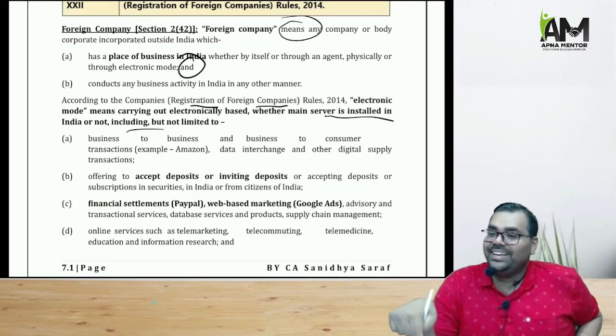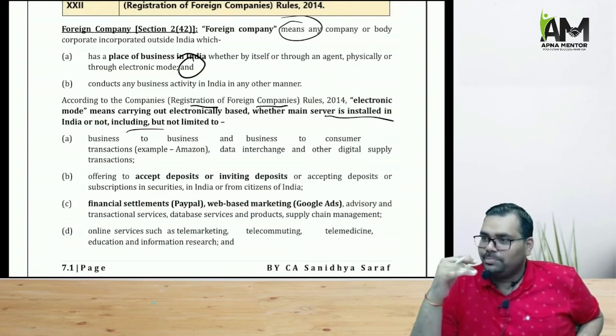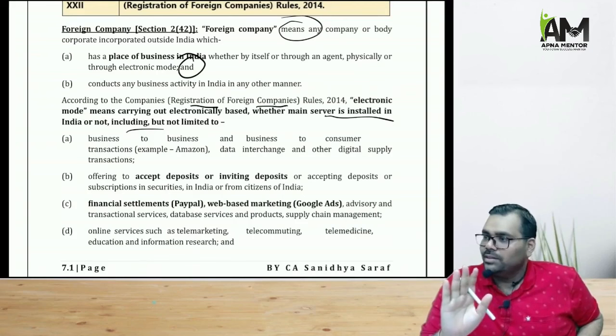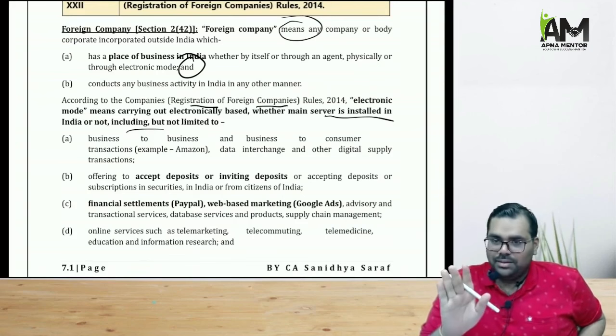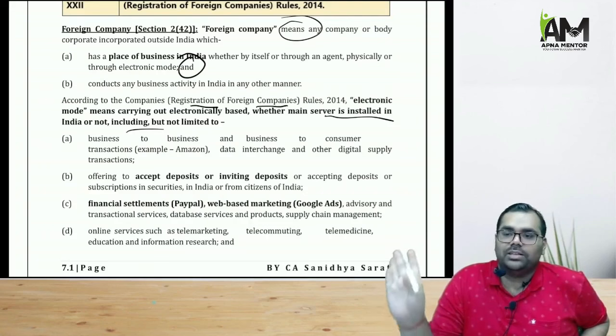They have clarified. Don't think that only what we have written is there. The companies are very smart. They will think of something else. But this is just a list. They are just trying to say that if you do anything in India electronically, you will be covered as a foreign company.